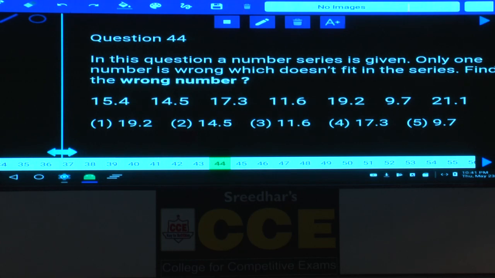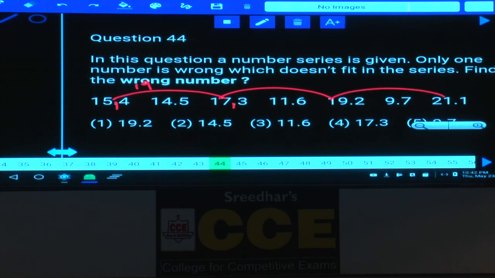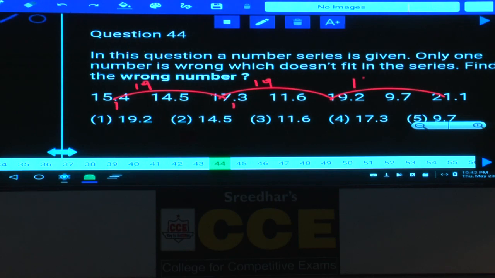Now in the alternate series, what is the relation between 15.4 and 17.3? 1.9. Forget about the decimal points. 154 and 173, what is the difference here? Plus 19. 173 plus 19, 192. 192 plus 19, 211. Every alternate number starting from the first number, how much is added here? 19, 19, 19 is added.